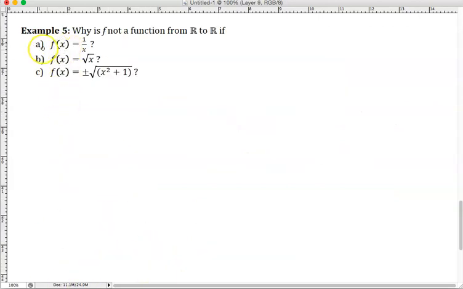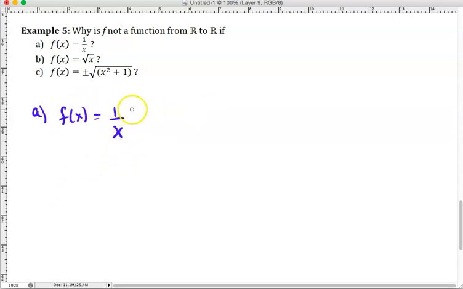So let's look at example 5. We have 3 functions here, and we want to explain why these relations are not a function from the real numbers to the real numbers. So let's look at the first one. 1 over x.